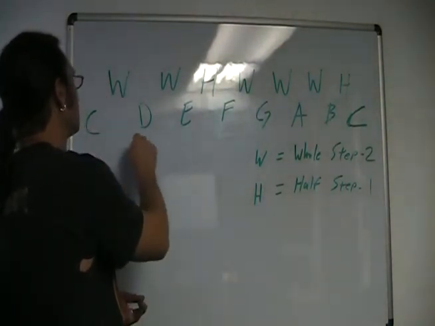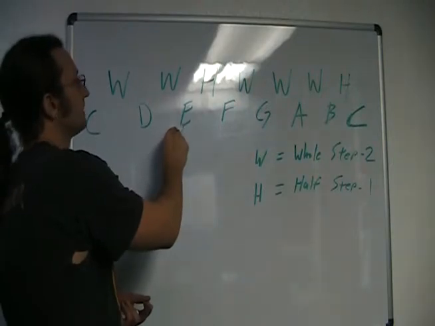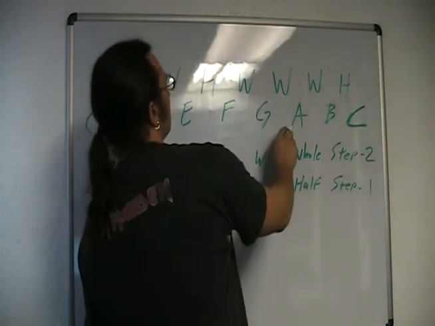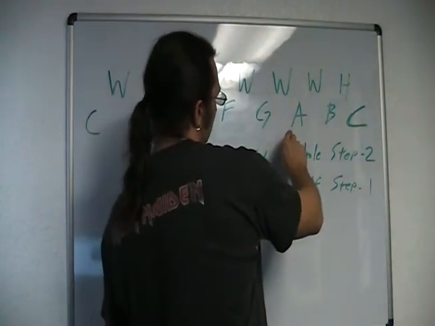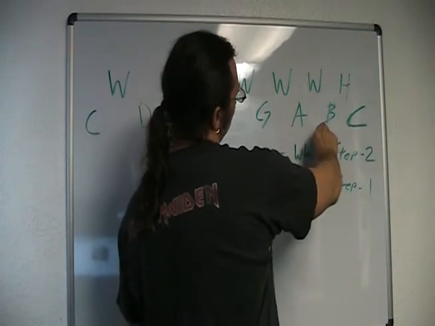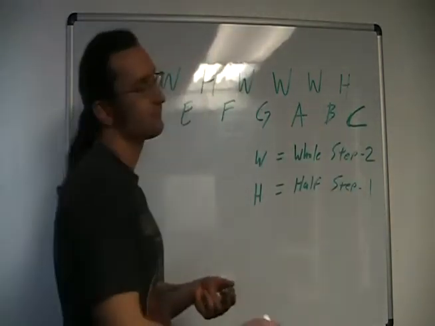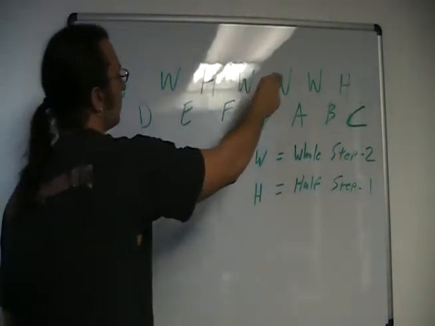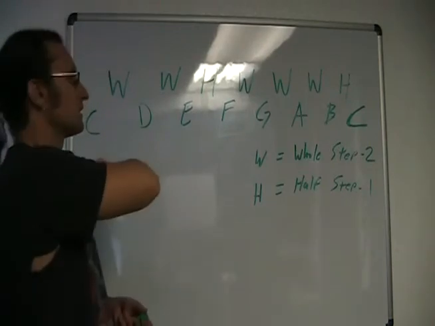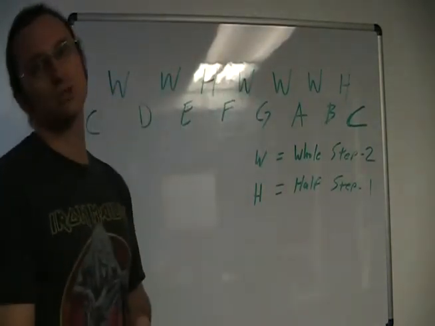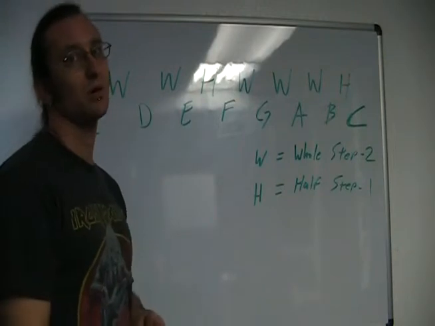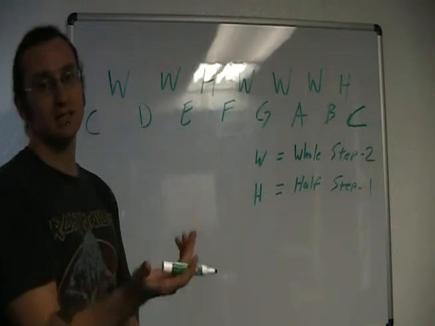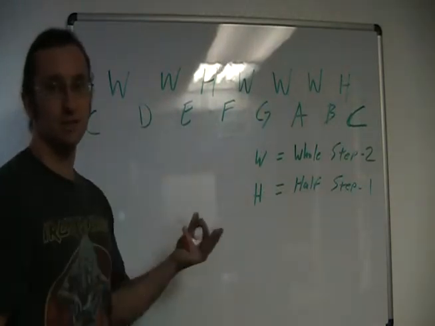So C to D is a whole step, D to E is a whole step, E to F is a half step, F to G is a whole step, G to A, whole step, A to B is a whole step, B to C is a half step. So, following that formula of going whole, whole, half, whole, whole, whole, half, takes you from starting at the root note and brings you back to the root note as you go through that. So, this is the formula you use to figure out the notes in your major key.